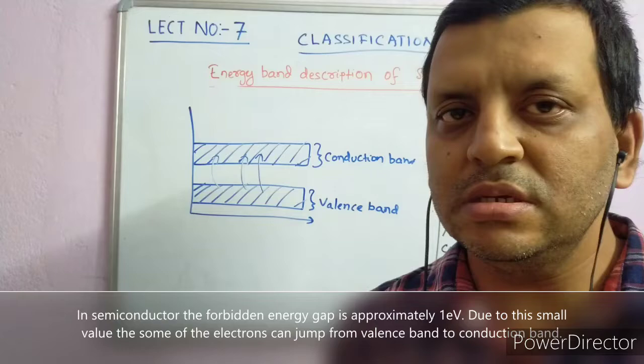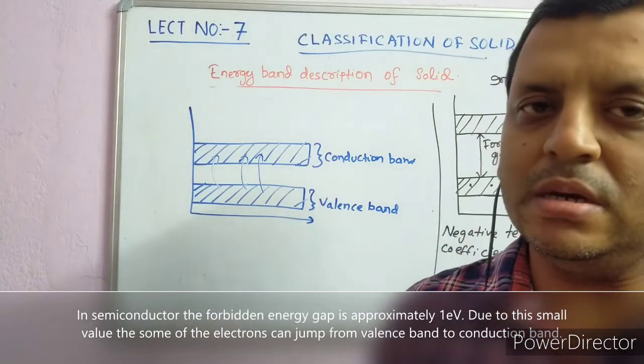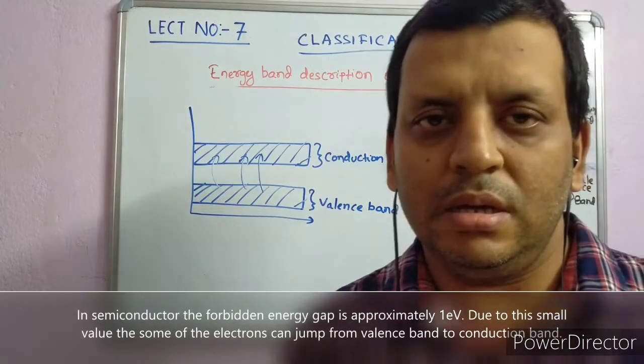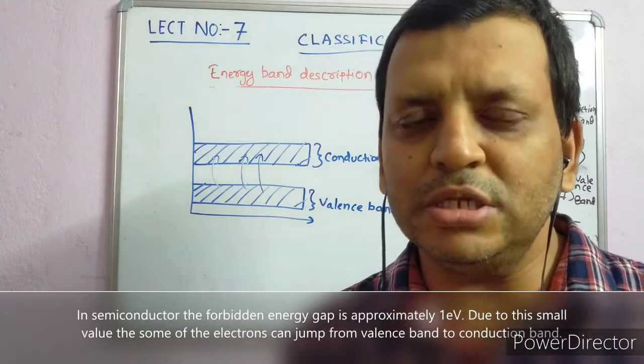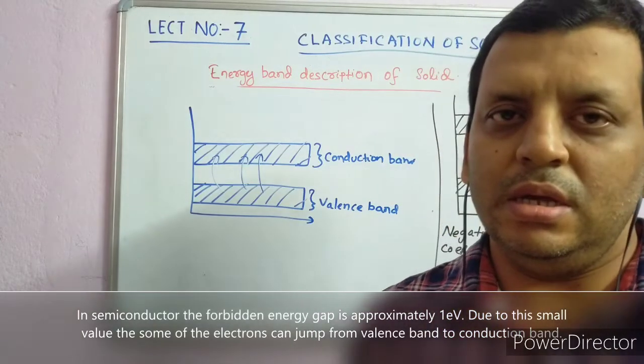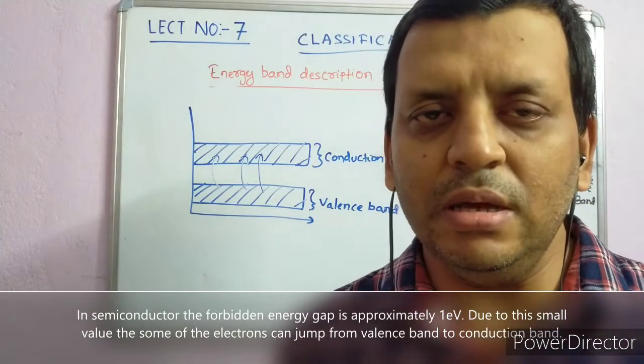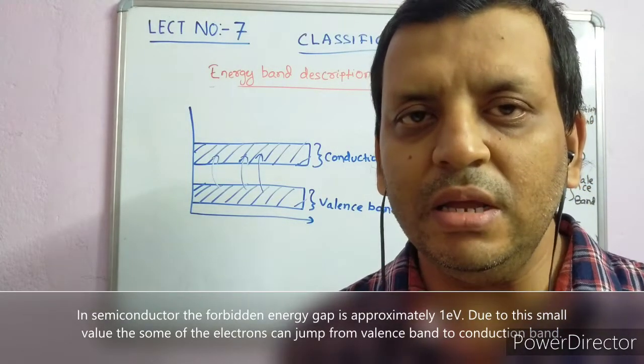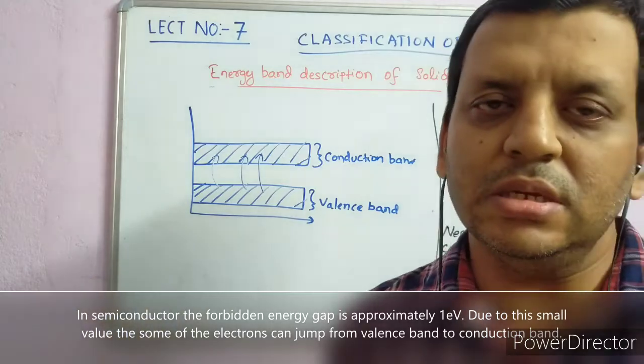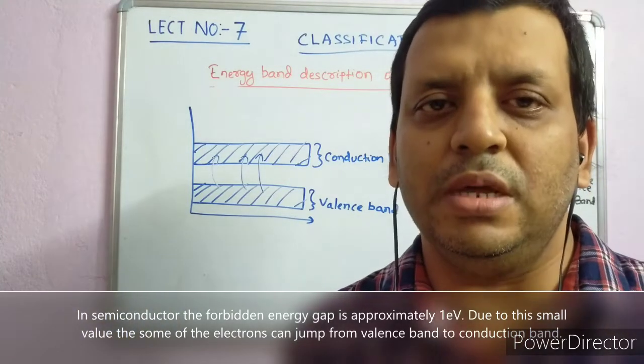So my dear friends, a semiconductor at room temperature has its valence band almost completely filled, and the conduction band almost empty.